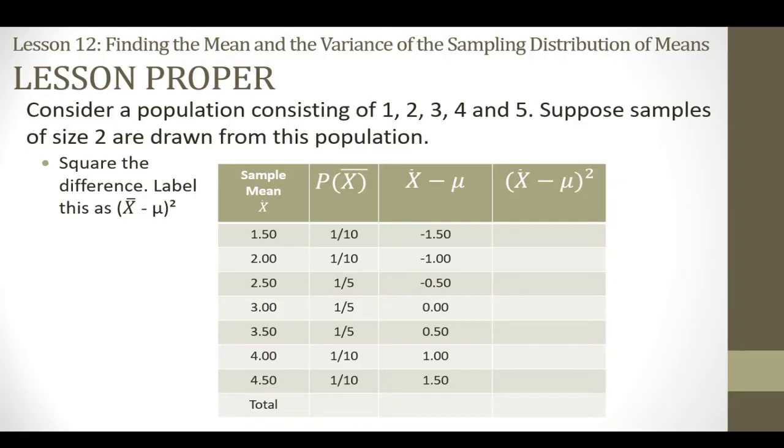Next, we square the difference. Label this as x bar minus mean squared. So, katulad ng conventional na pagko-compute natin sa variance, i-square lang natin yung nakuha natin dito sa column na to. By doing so, negative 1.5 squared, 2.25. Negative 1 squared is 1. Negative 0.5 squared is 0.25. 0 squared, 0. 0.5 squared is 0.25. 1 squared is 1. 1.5 squared is 2.25. Ayan, nakuha ba?